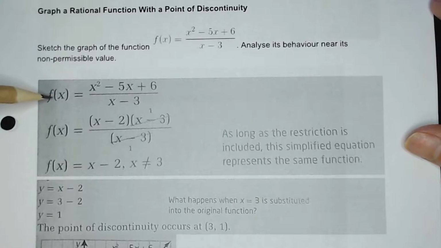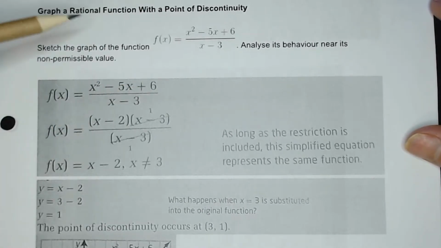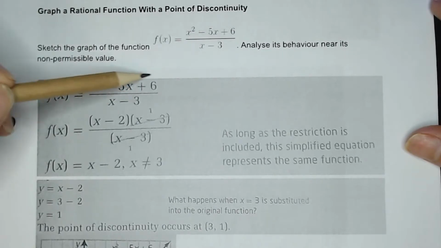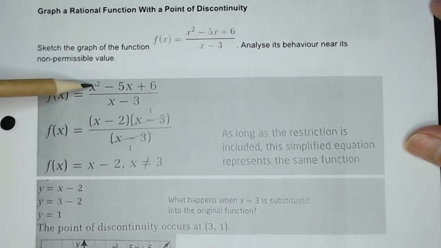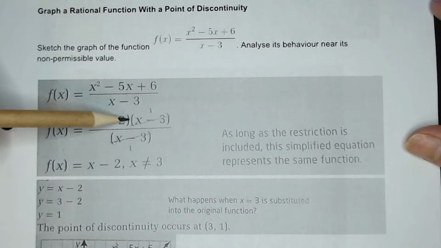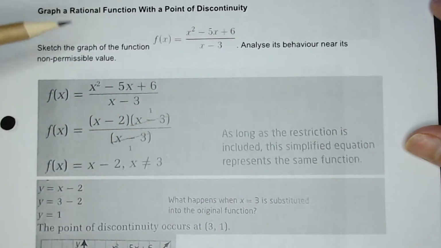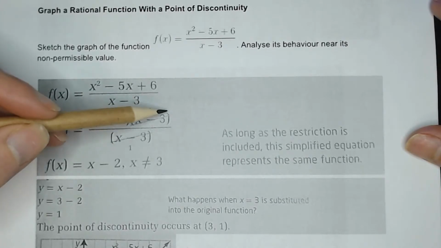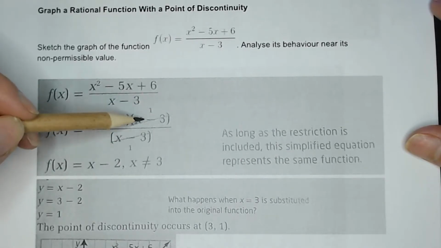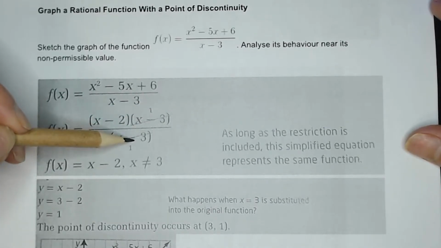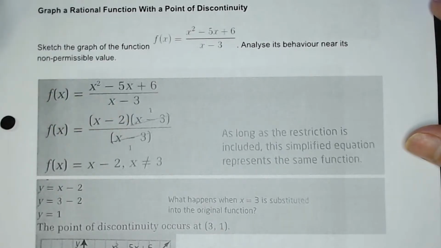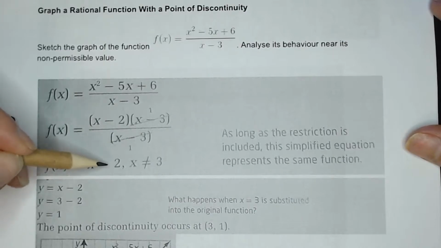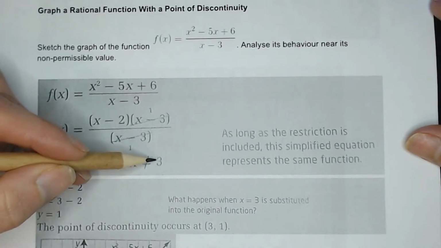Okay, so if we look at this function f of x, x squared minus 5x plus 6, if you factor the top into x minus 2, x minus 3, you can see that we have a common factor on the top and the bottom, and these two would cancel out. That's your point of discontinuity. So x cannot equal positive 3. Now what we're left with is x minus 2, x cannot equal 3.